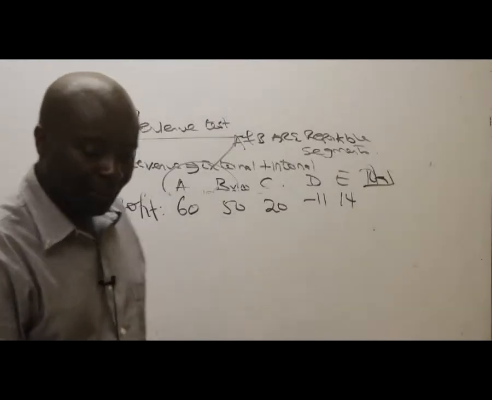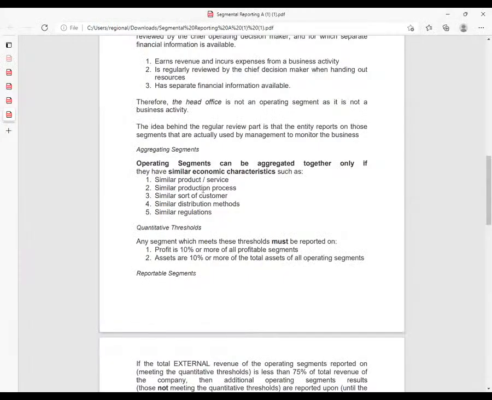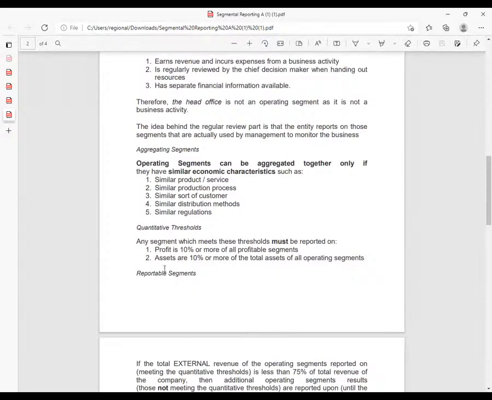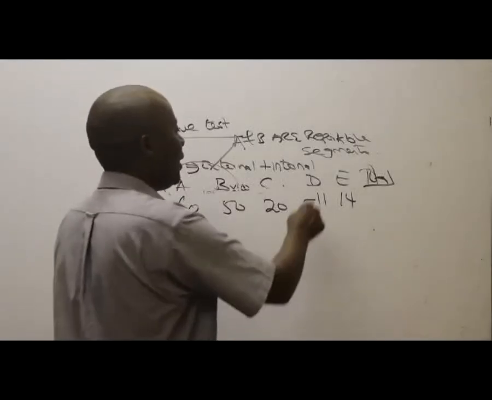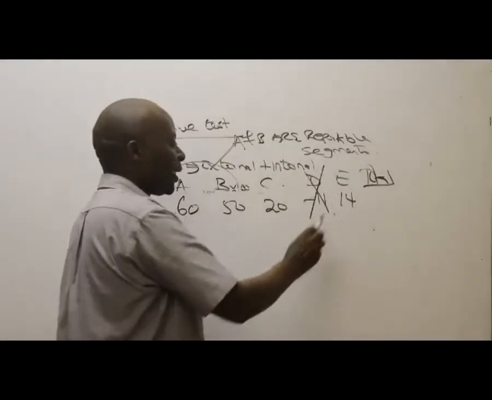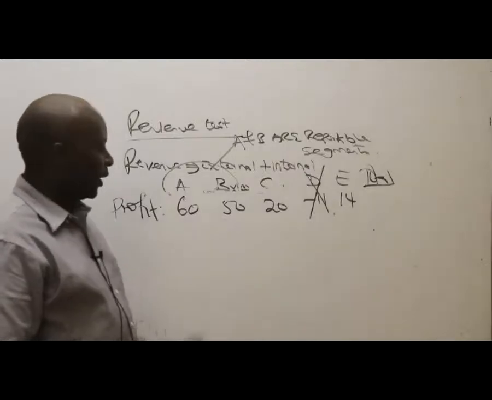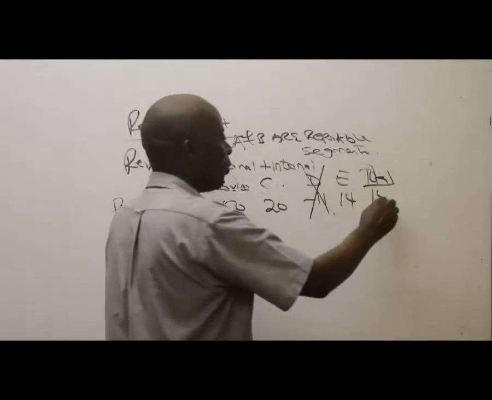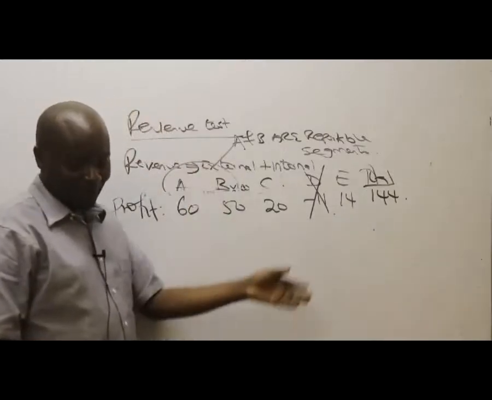Remember what we said up here. We said it is profit 10% or more of all profitable segments. So meaning that D is not profitable, it cannot participate. So the total is 144. Now with that, I should be able to do my percentages.